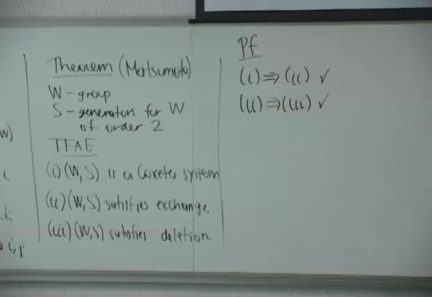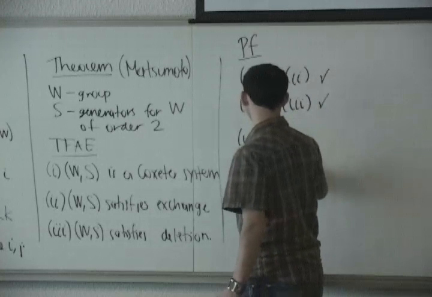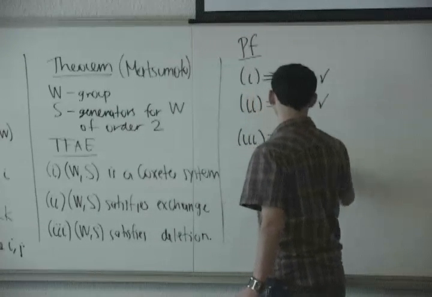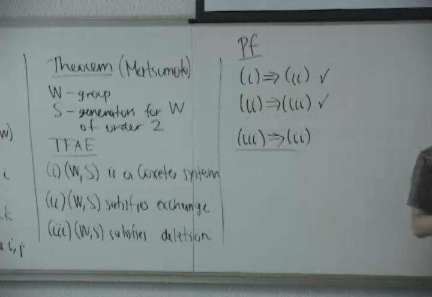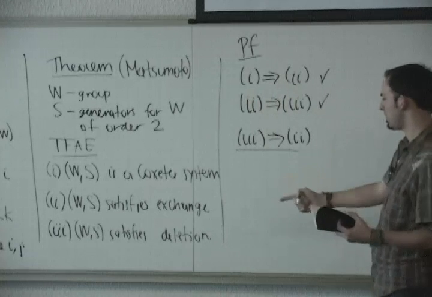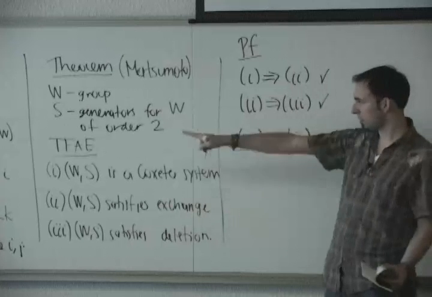Okay? And so now let's go in the other direction. So let's prove that deletion implies exchange. Okay? So suppose that we have a W and S that are not necessarily a Coxeter group, but they have the deletion property.